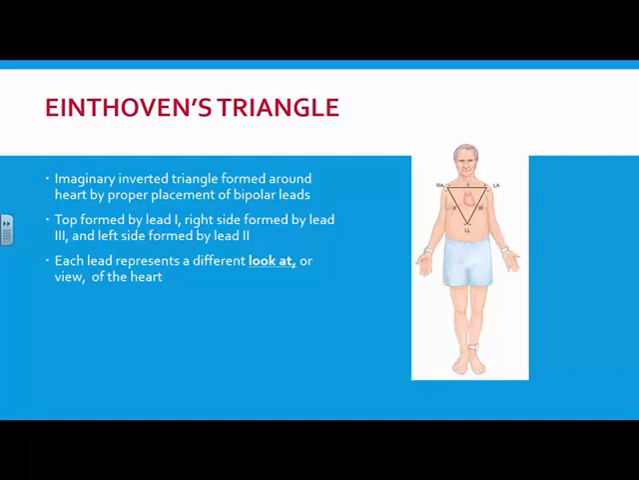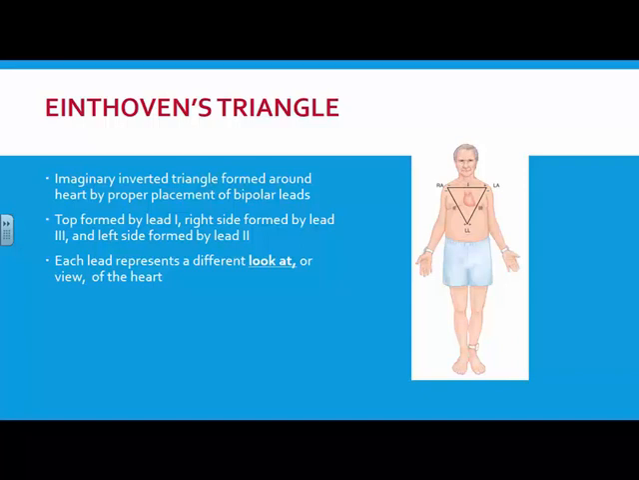I swap the switch and I say, hey, I want to do a lead 2. So now the monitor's going to say, let me get a picture from here to here. I swap the switch, say I want to get a lead 1. So now it's going to say, okay, let me get a picture from here to here. Okay? Lead 1, lead 2, lead 3 collectively form Einthoven's triangle.